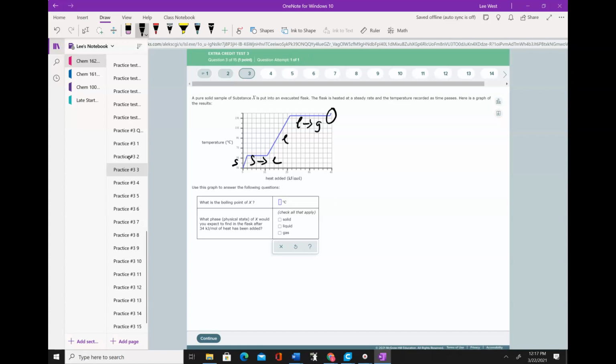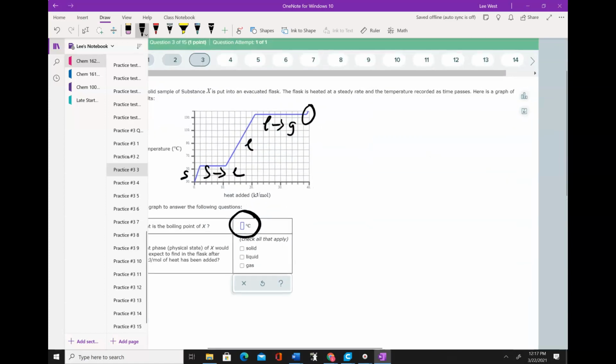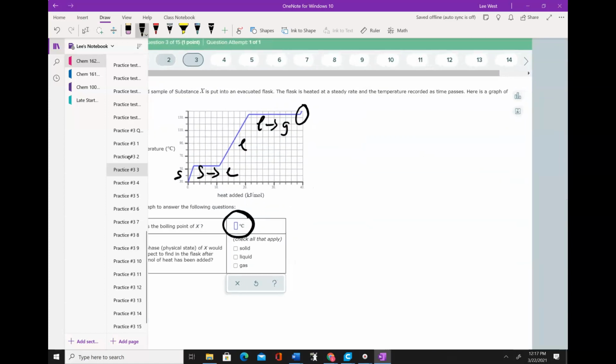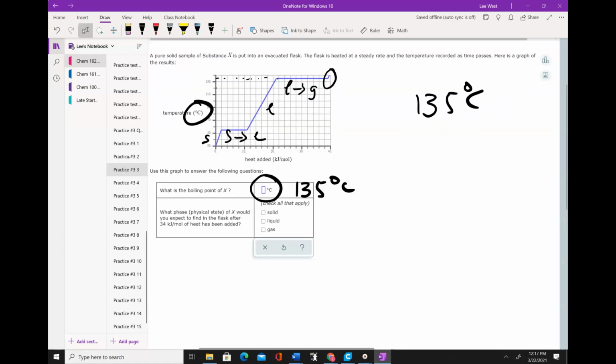So it says, what is the boiling point in degrees Celsius? Well, the boiling point is the temperature where a liquid starts becoming a gas, and that's going to be up here, isn't it? So we just want to make sure we're reading the scale correctly. 110, 120, 130, so that's 140, so that would be 135, and it's definitely degrees C. So I'm going to go with 135 degrees C.